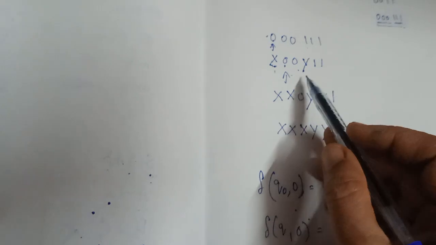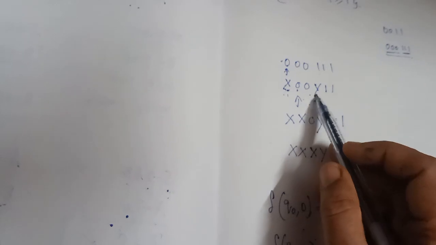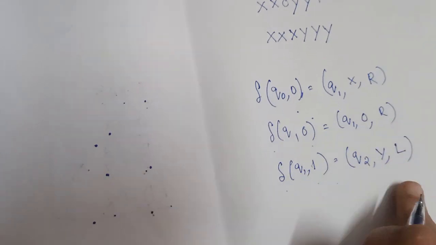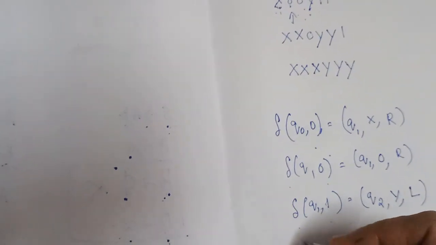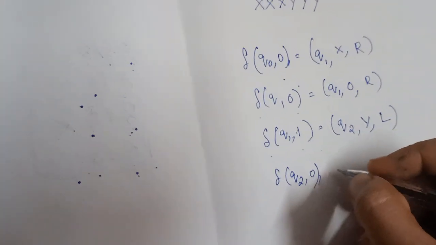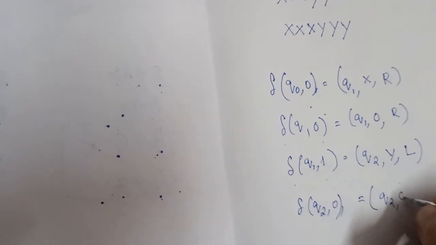Once it has been replaced with y, then we should move to left, because I should check for 0. Okay, 1x and 1y is done. That's why move to left to find 0. So here we should write L. L means left, R means right. Now delta of q2. Q2, we have moved left. I got 0. So q2 on 0, it will be in the same state. Q2 on 0, replace 0 with 0, move to left.